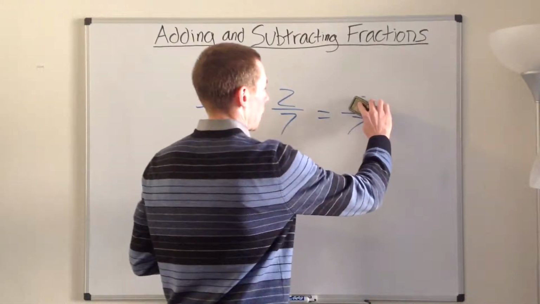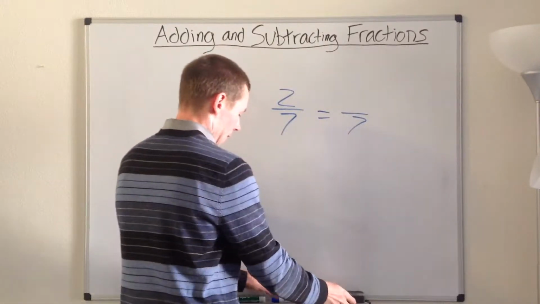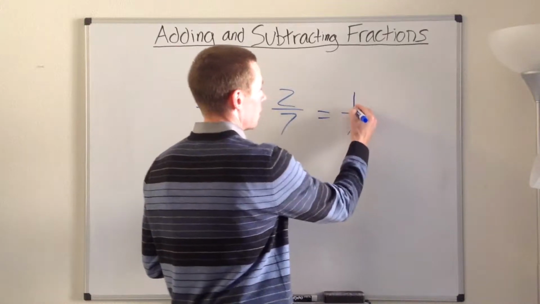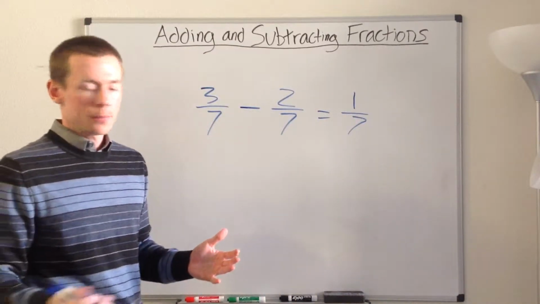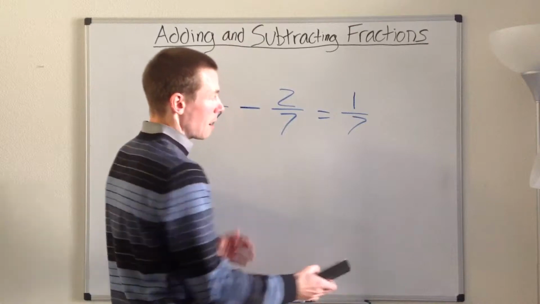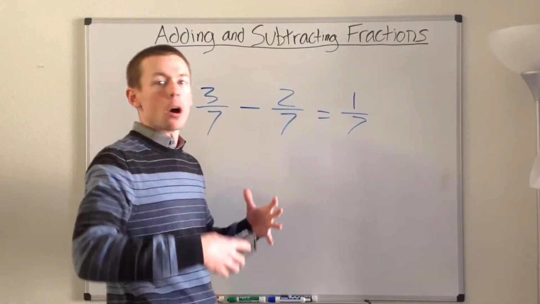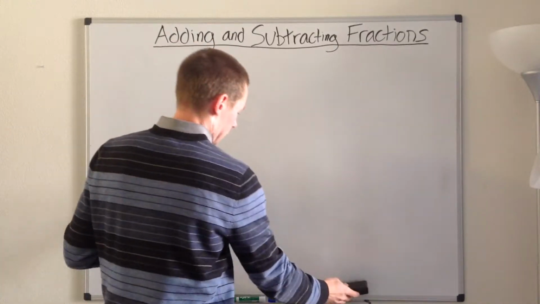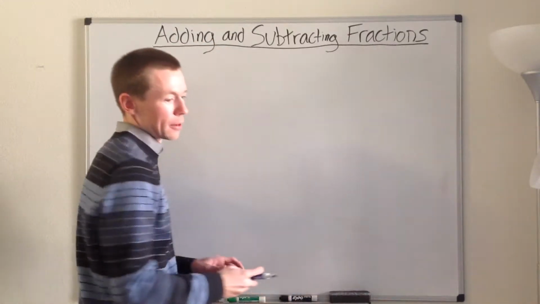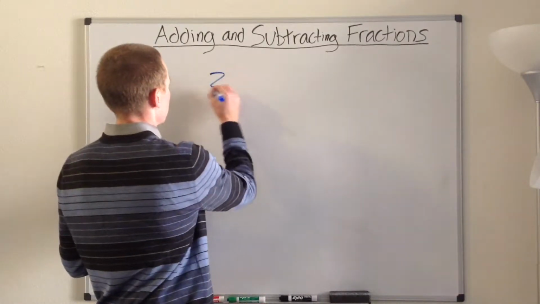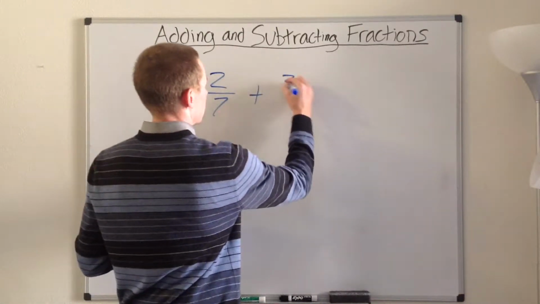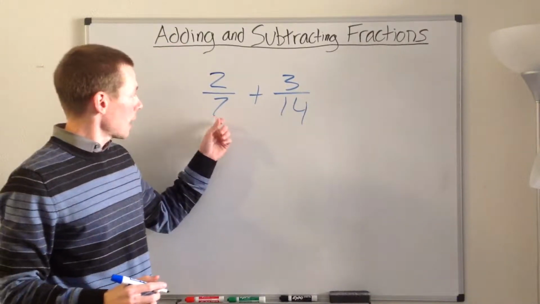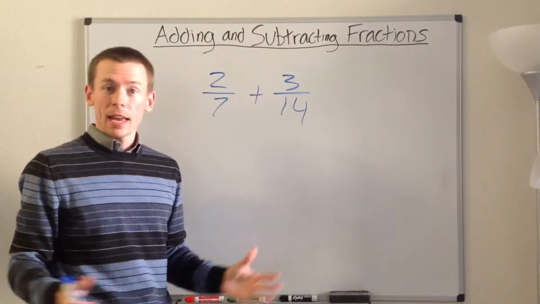So if I change this, 3/7 minus 2/7, that then becomes 1/7. Okay? Right, but what happens if they're not already in 7ths or already in 4ths or 10ths? Take a look at another example. Let's say we have 2/7 plus 3/14. So right now we have 7ths and 14ths, so we cannot add those together.